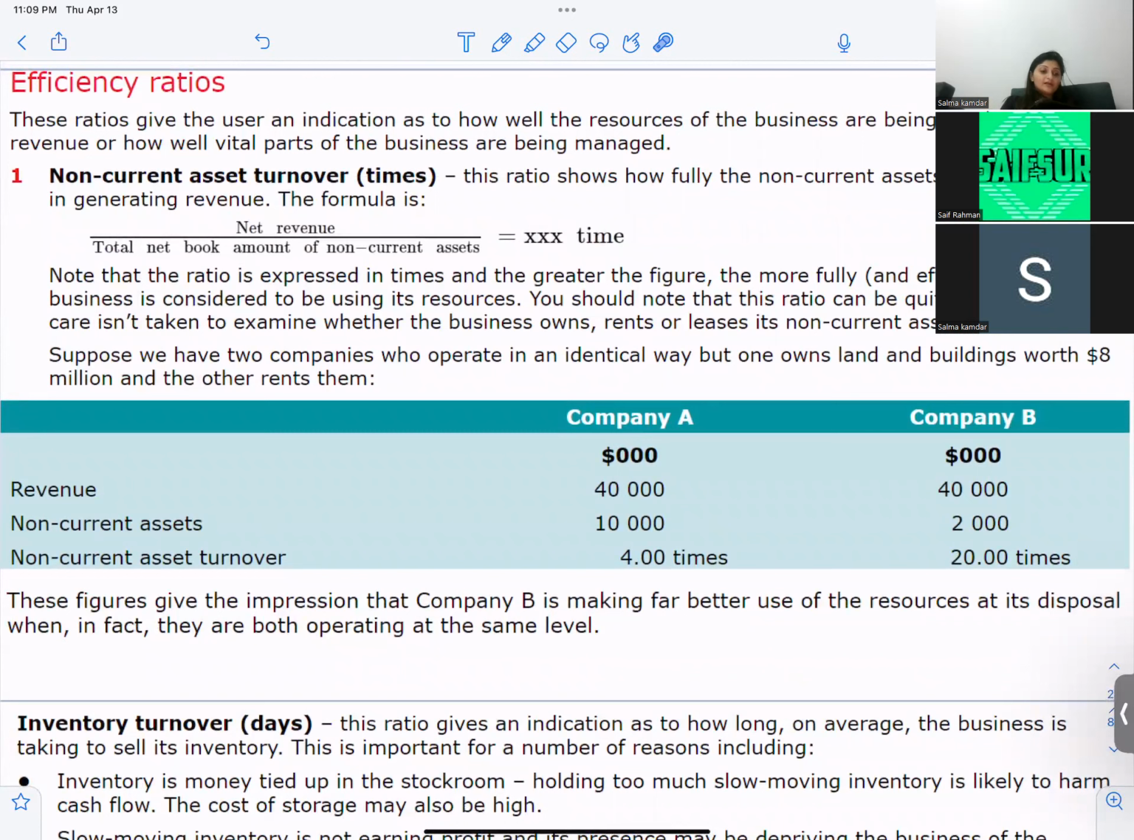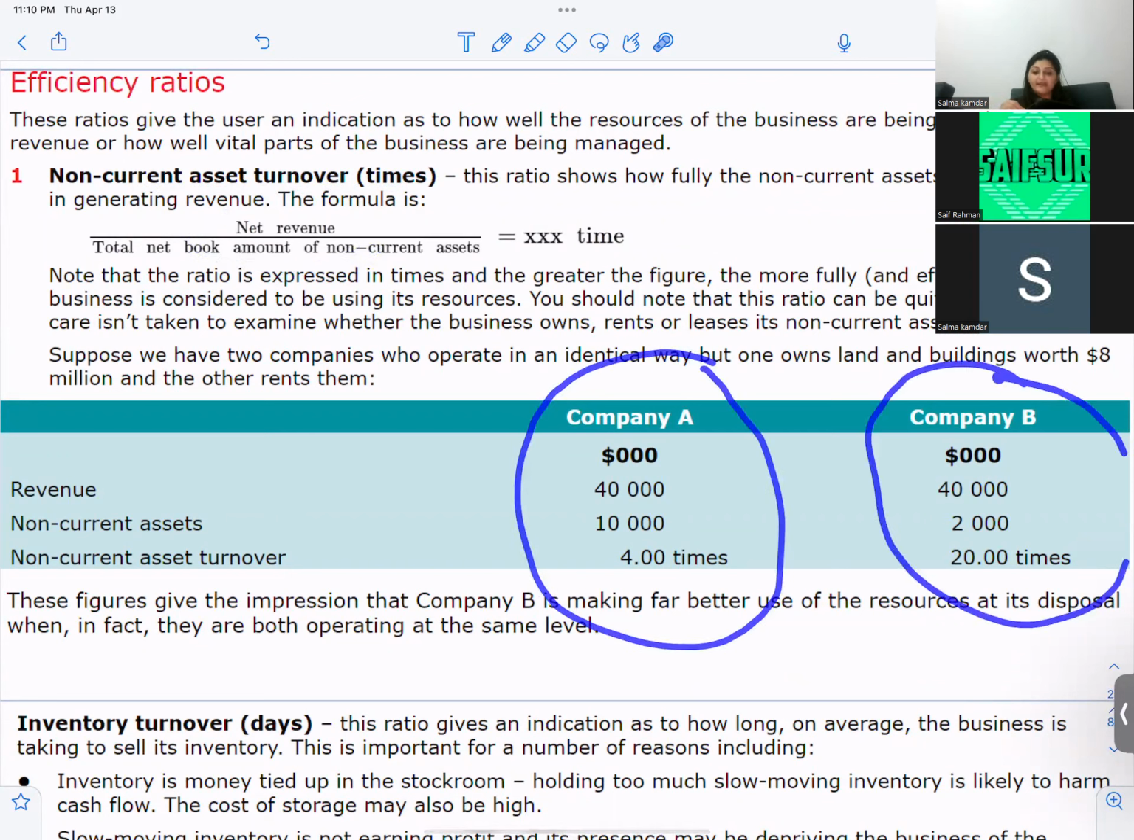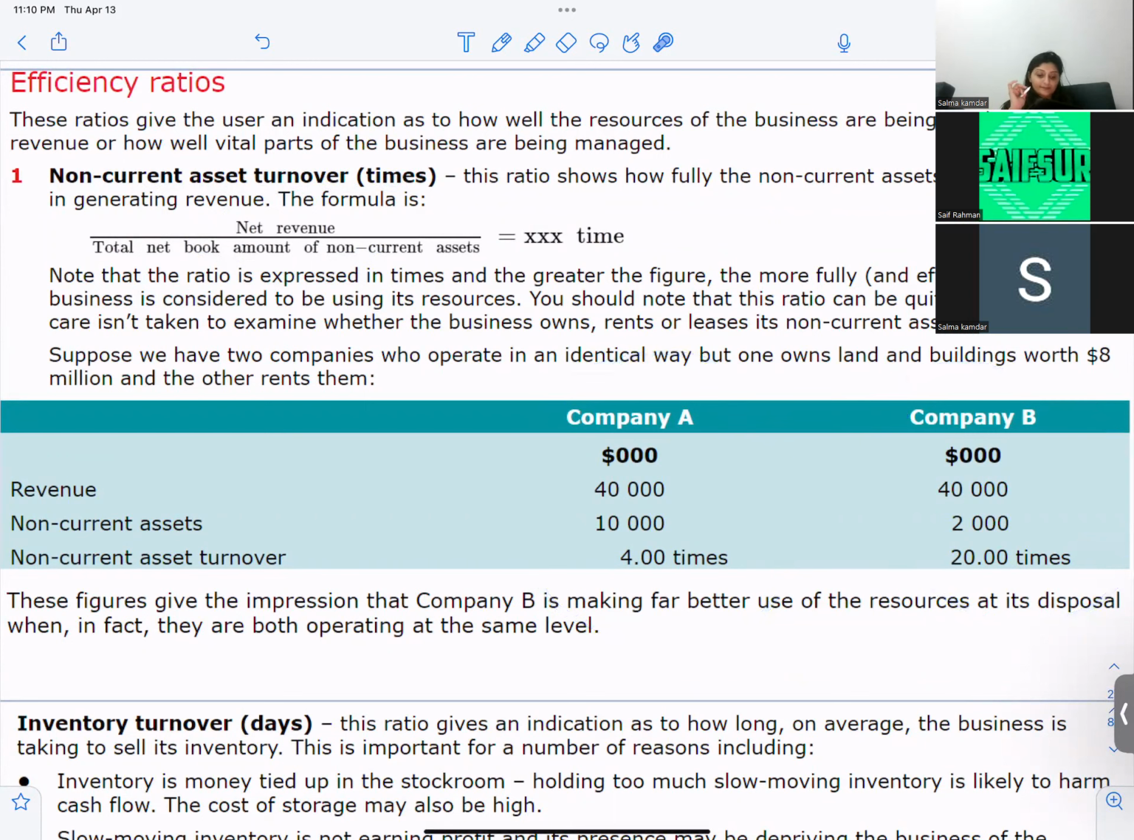Now, can you tell me the non-current asset turnover ratio? What does this tell you? It tells you how efficient a machine is at generating revenue. How efficiently you're using your non-current assets to generate revenue. I have two companies. One is company A, one is company B. Can you tell me which company is more efficient?